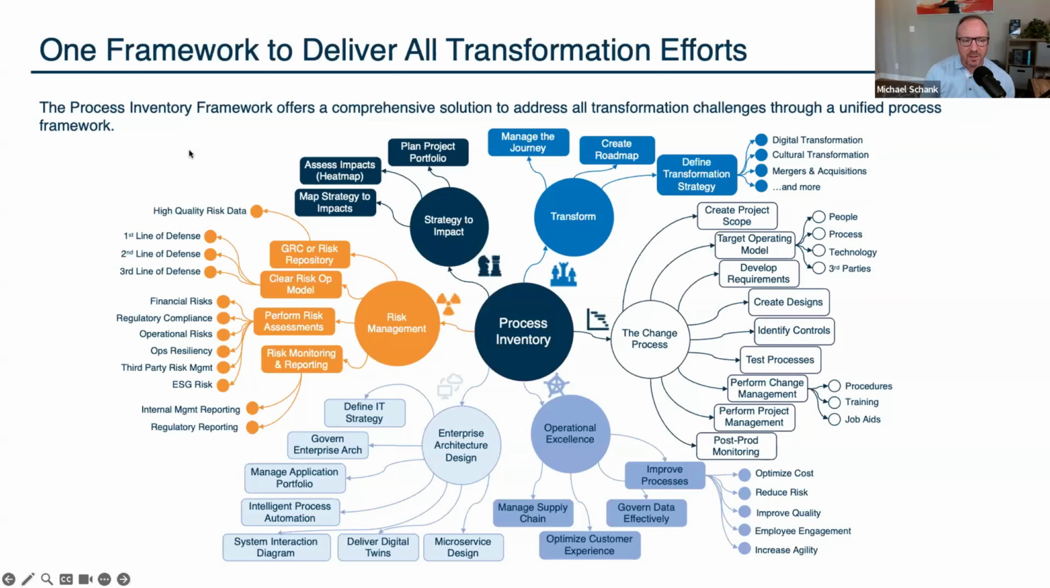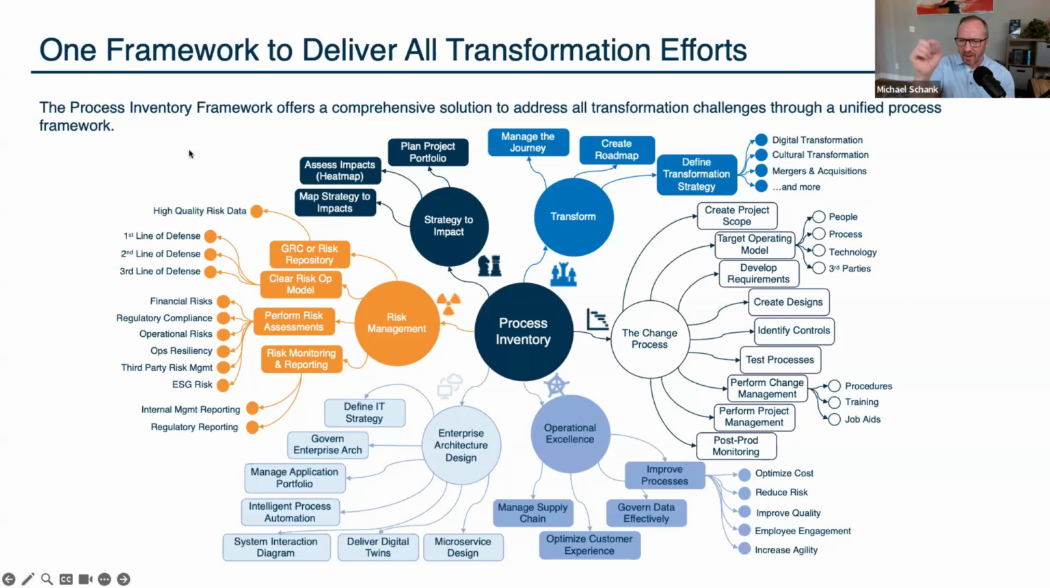If your organization's executing a transformation program, this does everything from helping you define what your transformation strategy is and get clear around the impacts, as I mentioned. But you could also create your roadmap and manage the journey, all through this common lens of the business, which is process. Everything from a change management perspective: if I understand what I need to change, I can create clear project charters which define my scope in terms of what are my impacted processes. I can think through my new target operating model, which helps me consider the people, process, technology, third party, all the impacts for what I'm changing into.